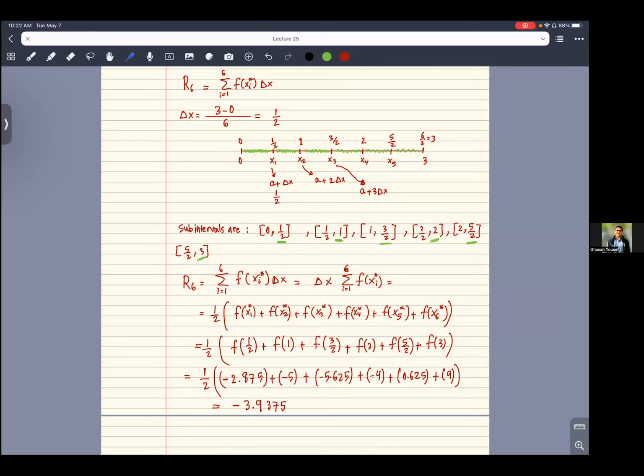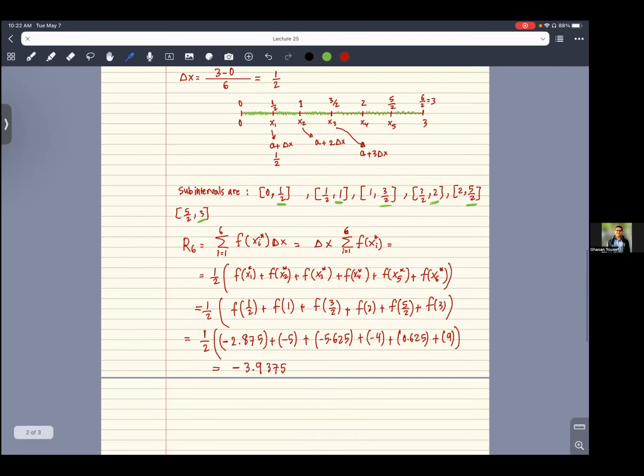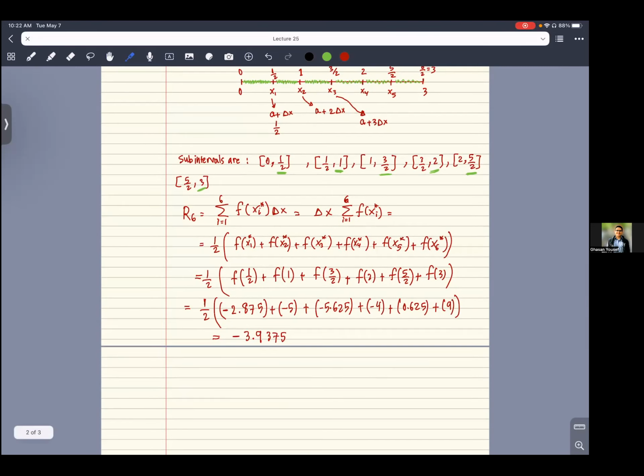The total, what does that mean? The total area above the x-axis minus the total area below the x-axis is negative. That means the total area below the x-axis is greater than the total area above the x-axis. Make sense? So I'm going to show you exactly what that means.